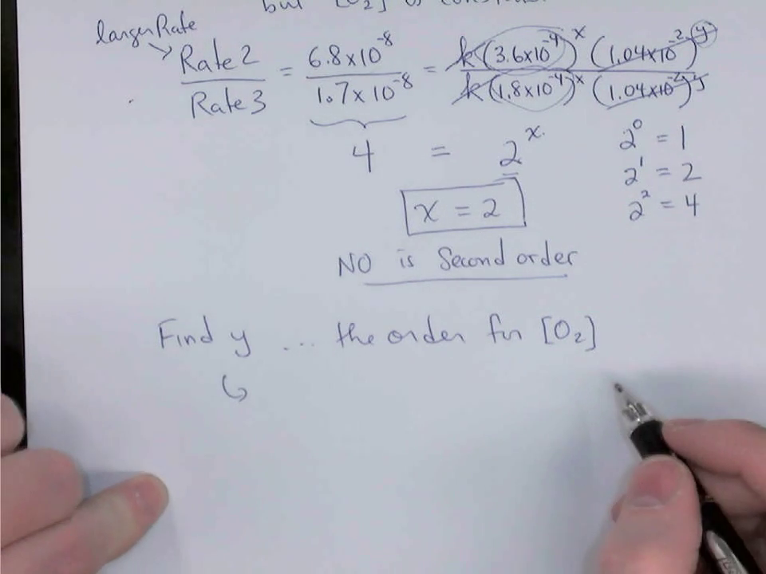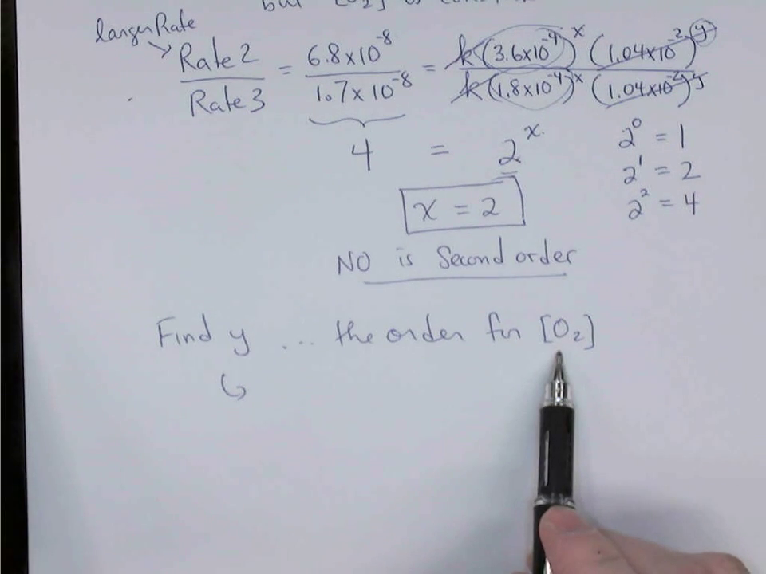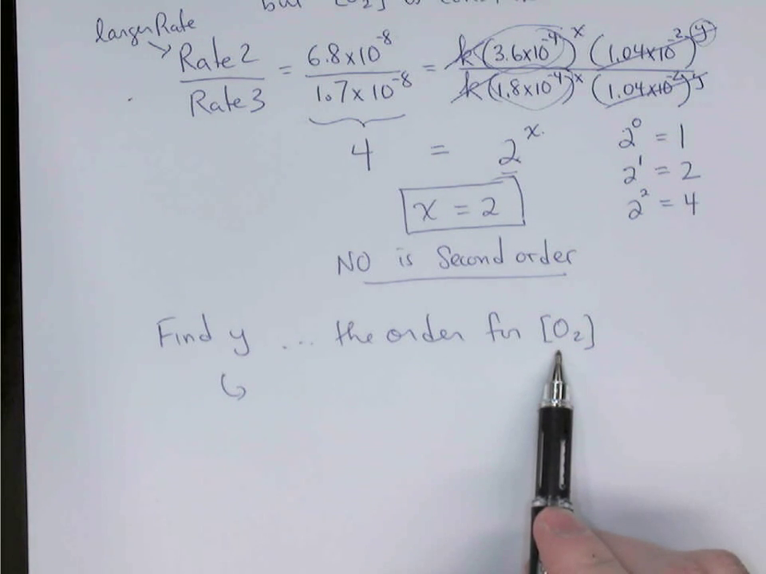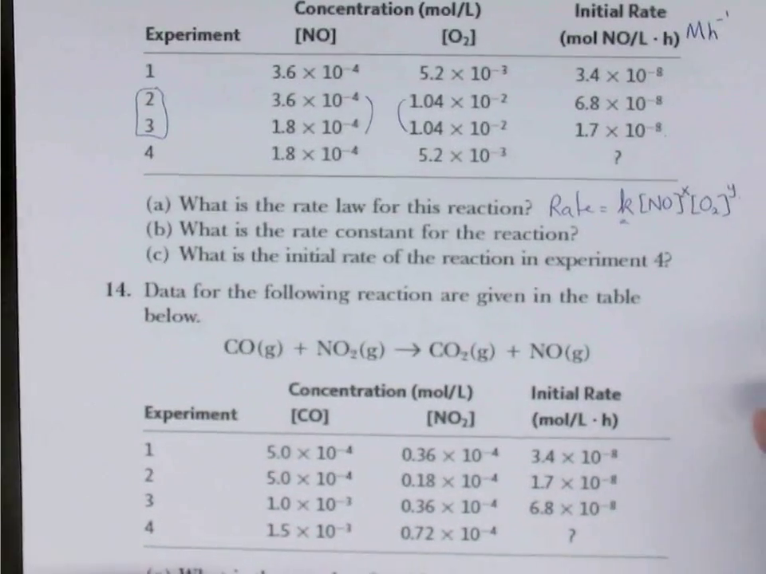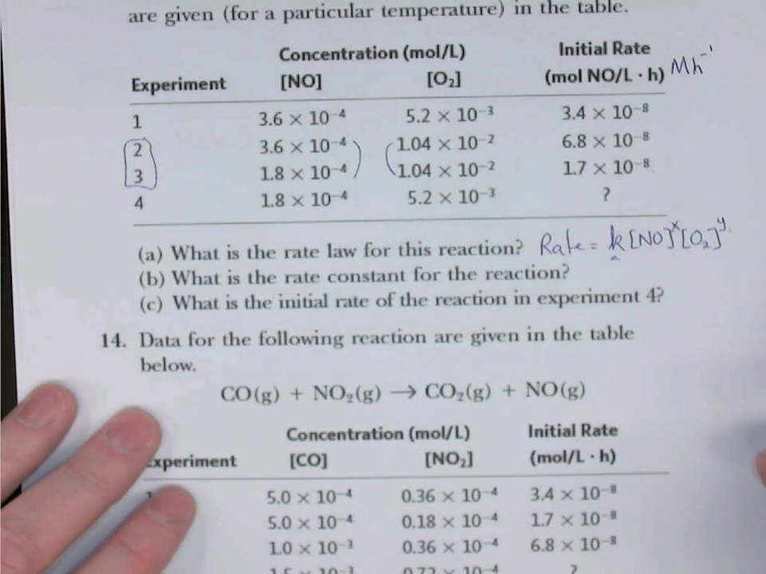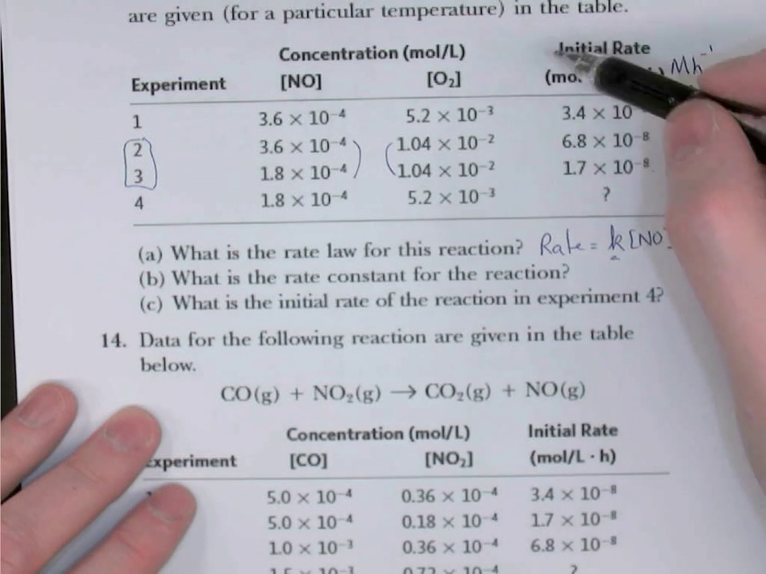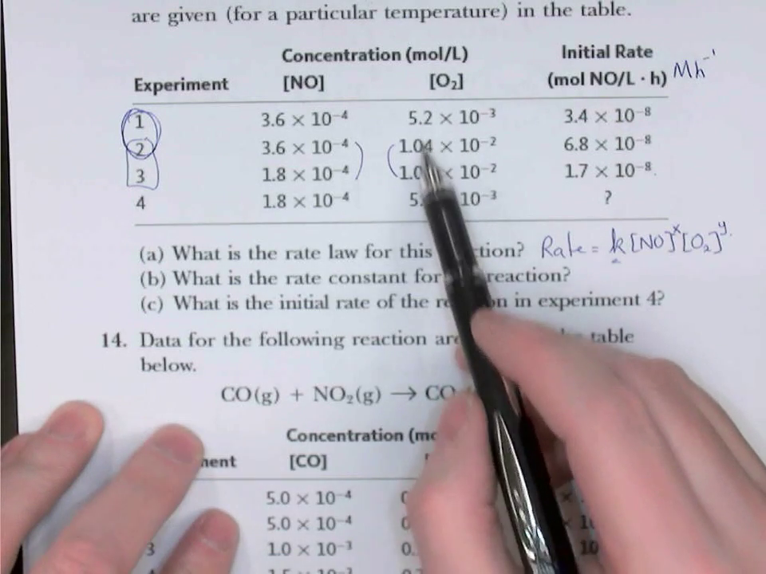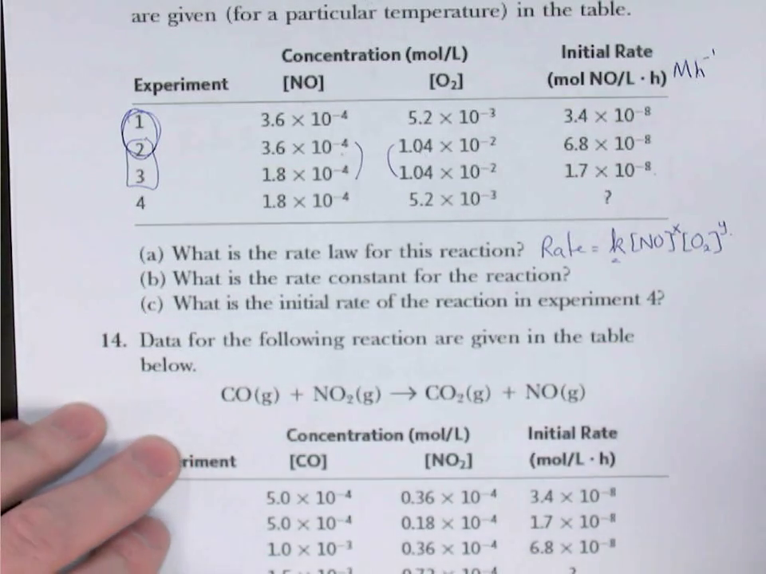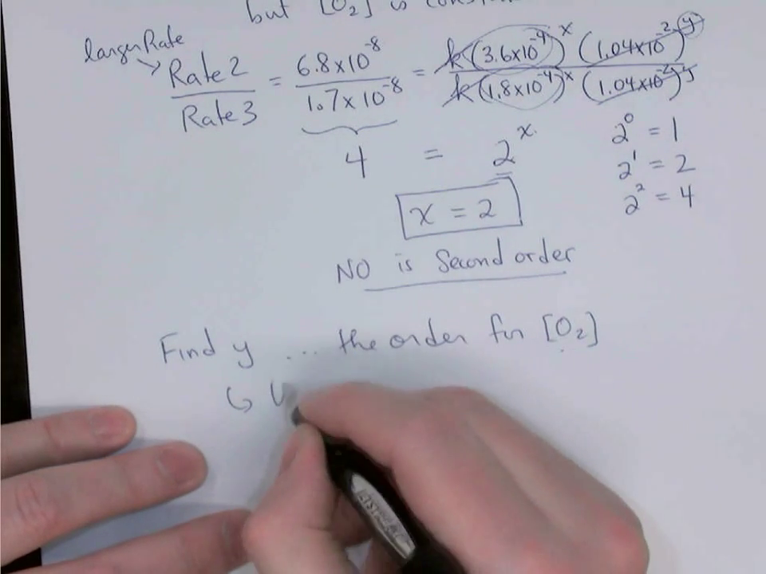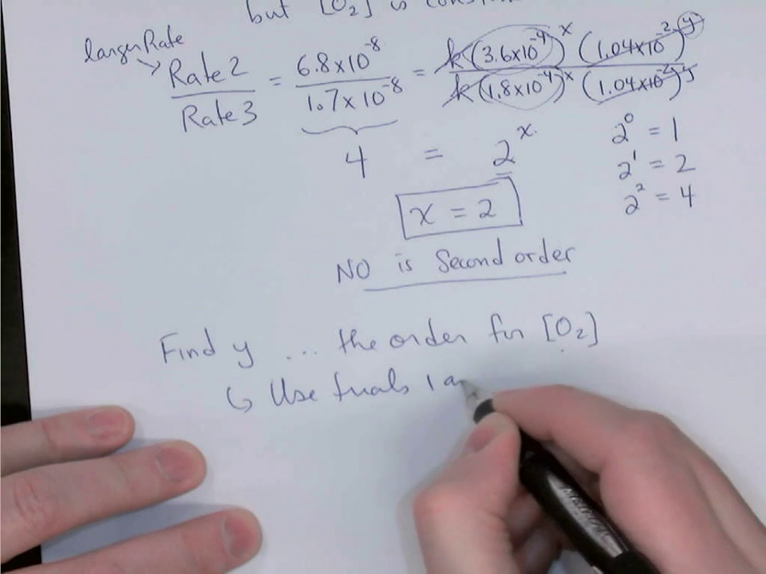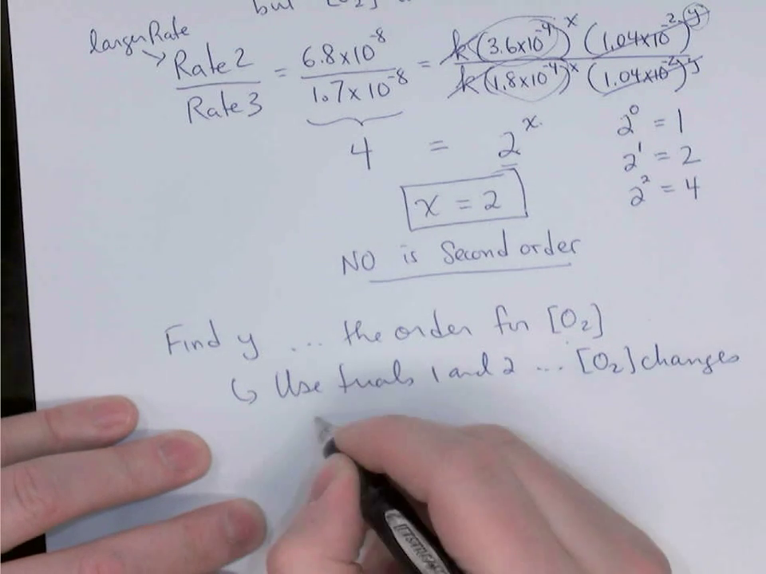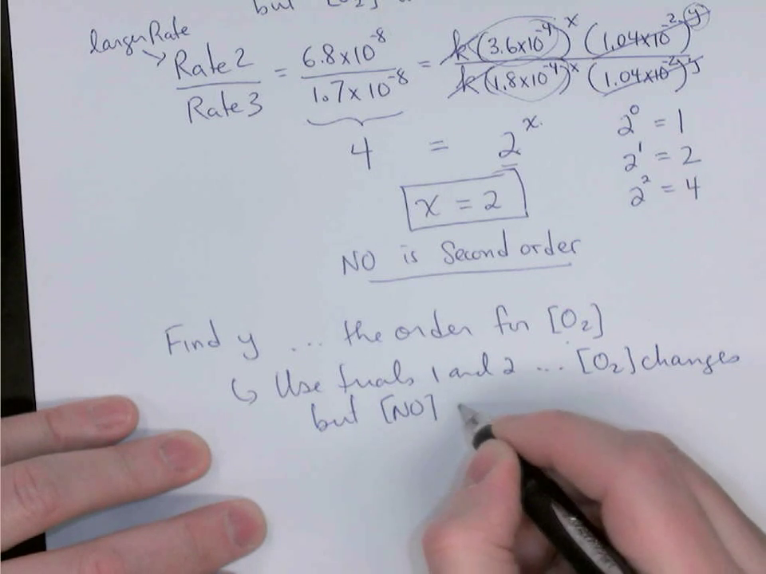Use the same logic that we used a moment ago. We want 2 trials where oxygen is changing while the other reactant, in this case the NO, is held constant. Let's see. Are there 2 trials where oxygen is changing while the NO is held constant? Well, if you look at trials 1 and 2, the O2 there is changing while the NO stays constant. So let's see what we get. We'll use trials 1 and 2. The O2 changes, but the NO is constant.